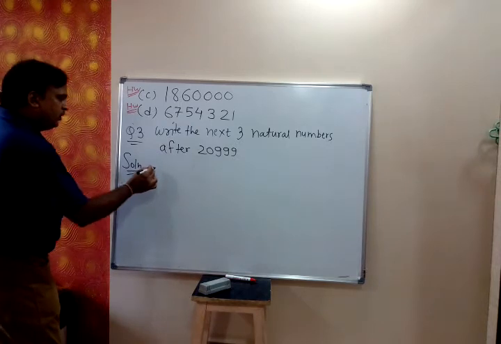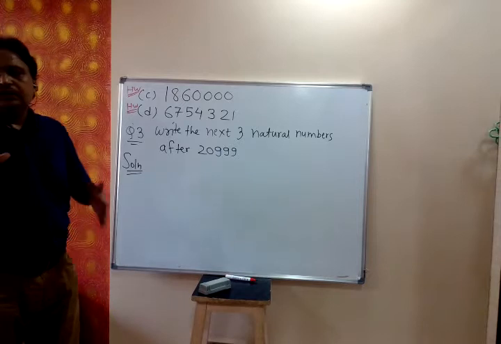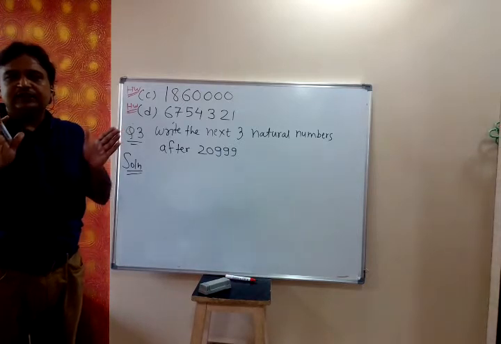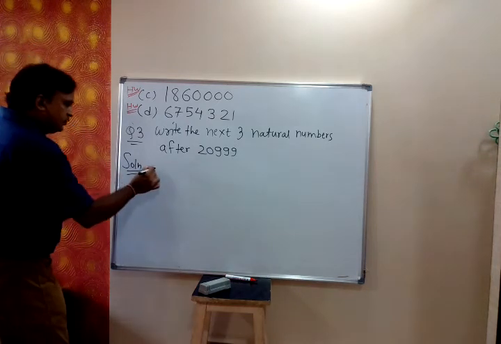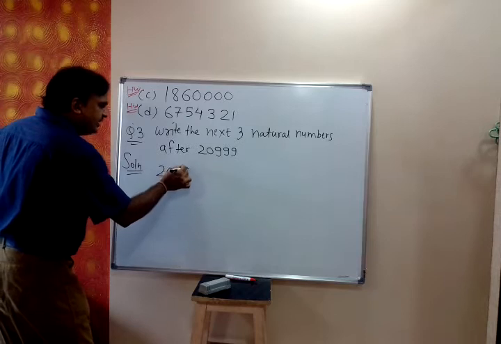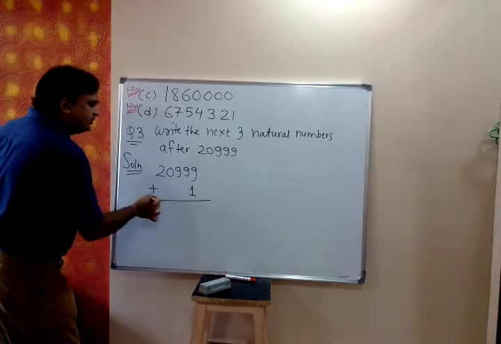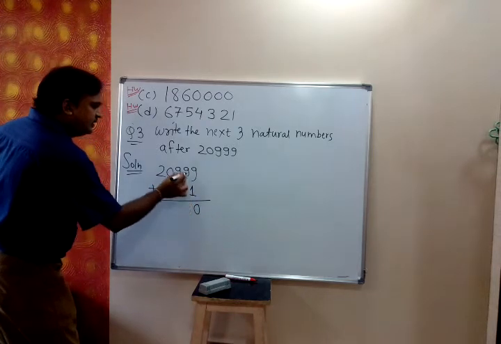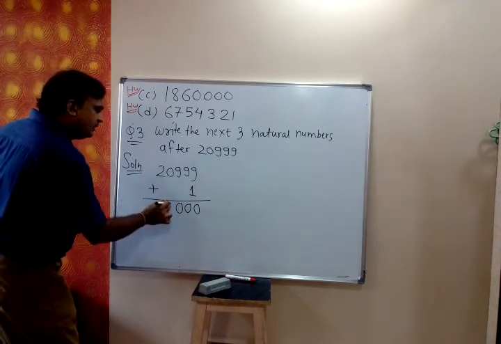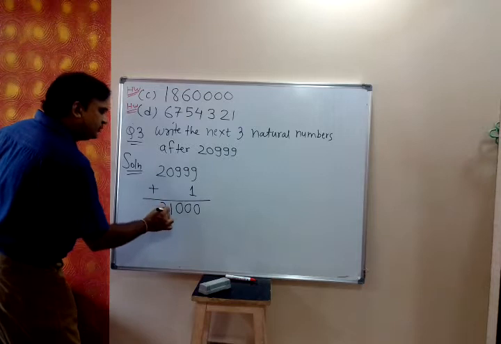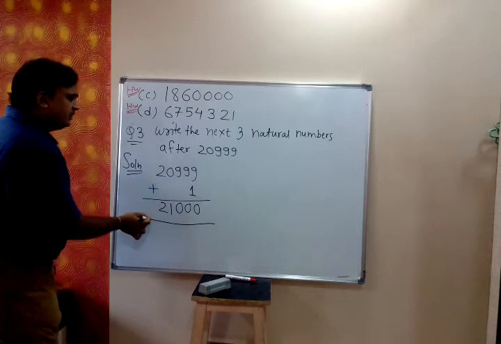For next, wait, next is the same as successor. So for 20,999, for next or successor, I will add 1. 9 plus 1, 10. Then 0 plus 1, 1. And this is 2. 21,000. This is the first natural number.